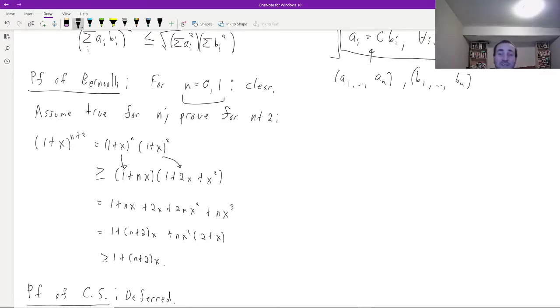And for the next bits, I'm just doing a bunch of algebra, so I'm not going to comment on it too much. But what do I get after a bunch of algebra? I get the thing that I'm interested in, 1 plus (n plus 2) times x. So that's the thing that shows up in Bernoulli's inequality. And then I get this extra term, and I just have to check that that term itself is positive. So n is obviously positive, x squared is obviously positive, and then I have this 2 plus x. Well, that's going to be positive as well, because x itself is bigger than or equal to minus 1. And so at the end of the day, I get exactly what I want, which is that this whole term is bigger than or equal to 1 plus (n plus 2) times x.